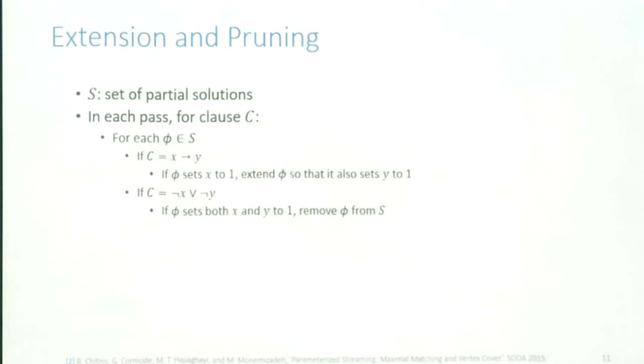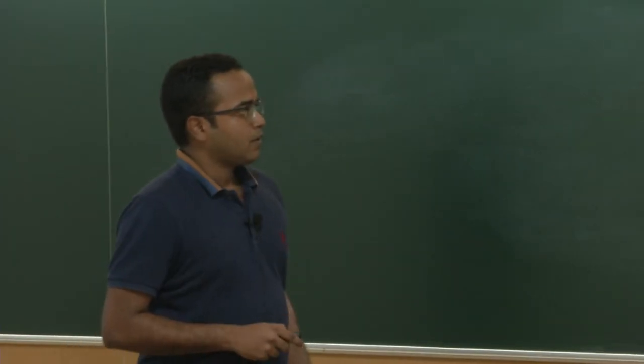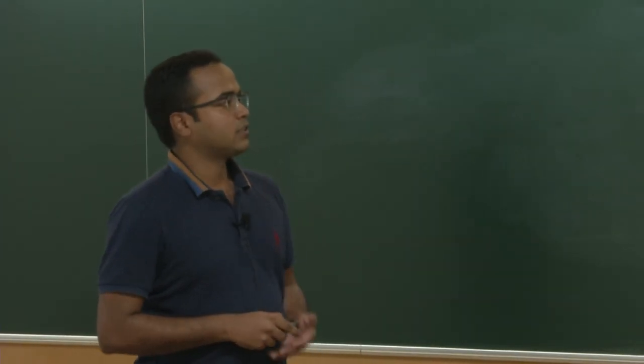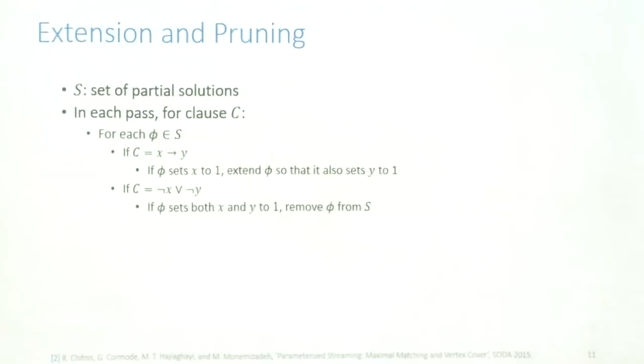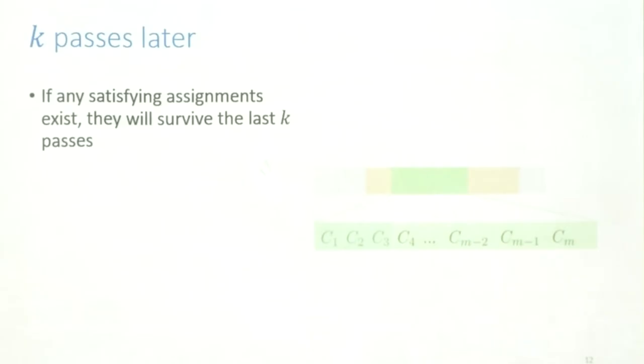If some variable appearing in the clause is set to 1 by your assignment, then you also set the corresponding implied variable to 1. This is for when your clause is an implication. When it's an anti-monotone clause, then you know that both the variables in the clause must be set to 0 for the clause to be satisfied. So if your partial assignment sets both these variables to 1, then you have to remove it from your set of solutions.